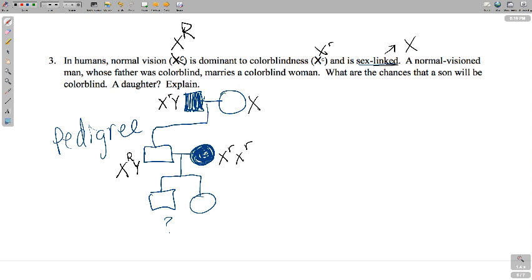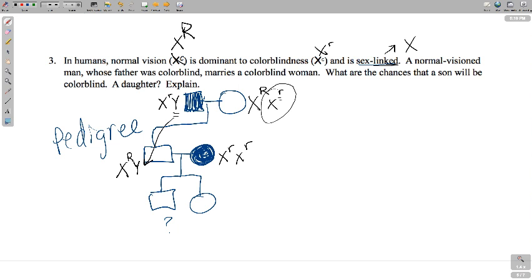This lady, I know what she is. She's normal. Well, we don't know if she's normal. They didn't say if she was colorblind or not, but she has to have been a carrier at least if she was normal, because she gave this X to her son. Because dad is not to blame. Dad gives every boy his Y.